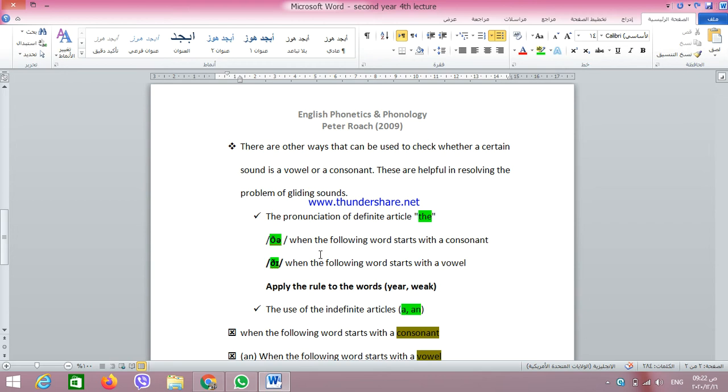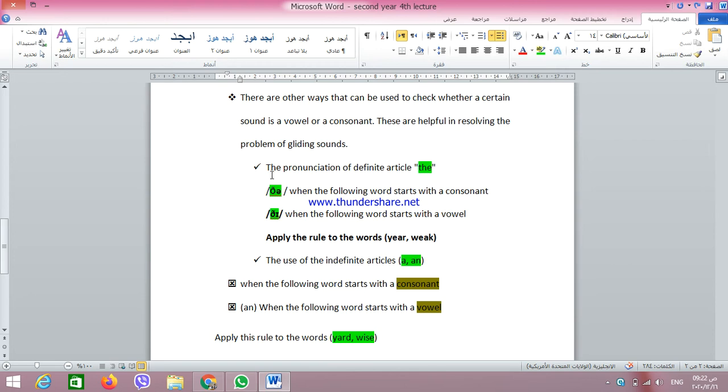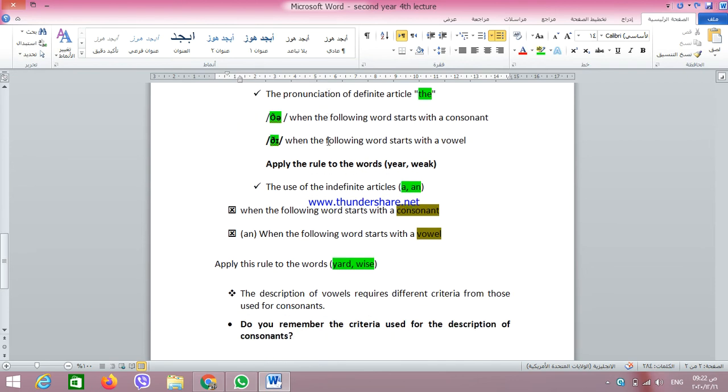Now, there are other ways that can be used to check whether a certain sound is a vowel or a consonant. And here we are talking about the two problematic sounds. We are going to check whether these sounds, I mean wa and ya, are vowels or consonants. This will resolve the ambiguity about gliding sounds.